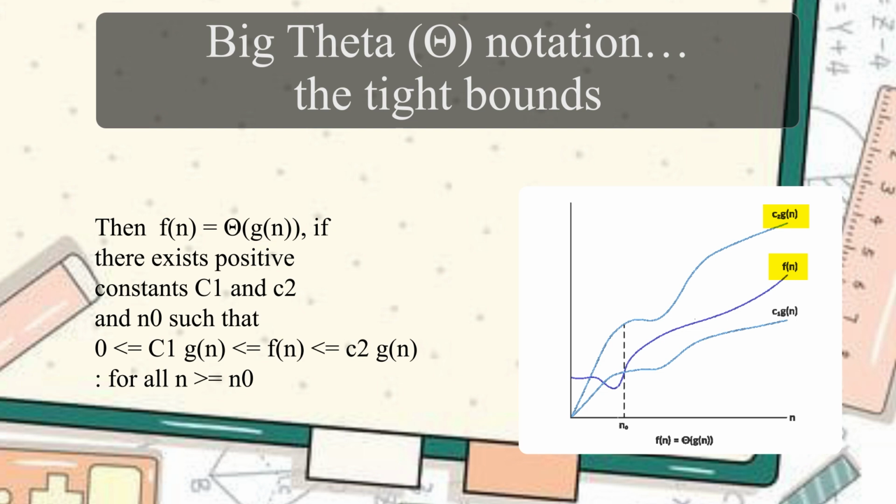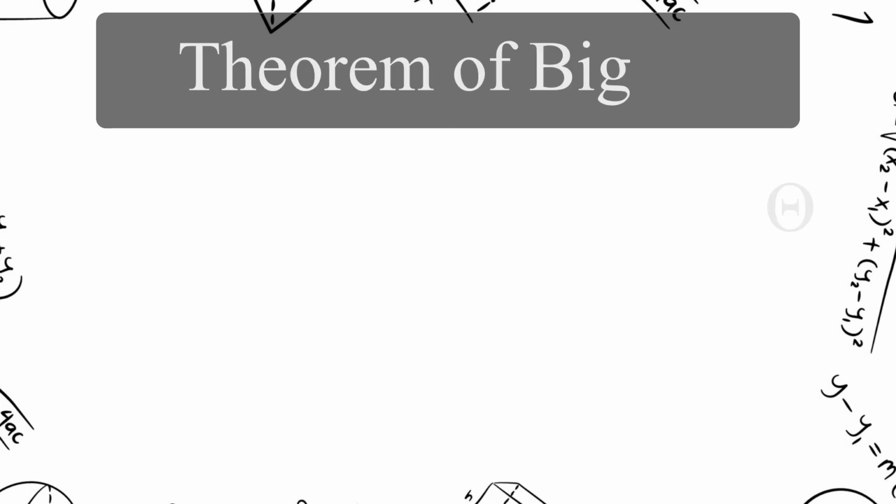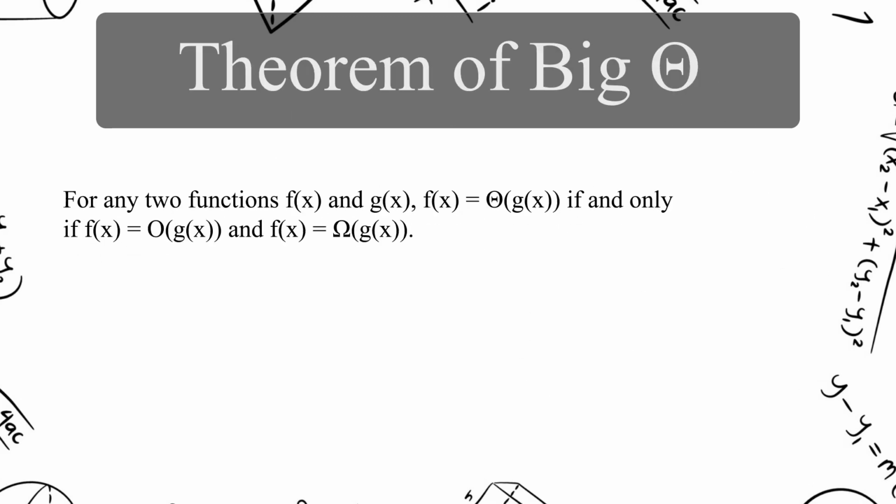C2 Gn basically represents the upper bound and C1 Gn is representing the lower bound, and in between is the function value. So this is how big theta notation is represented. There is a typical theorem of big theta which says for any two functions f(x) and g(x), f(x) equals theta g(x) if and only if f(x) equals order g(x) and f(x) equals omega g(x).